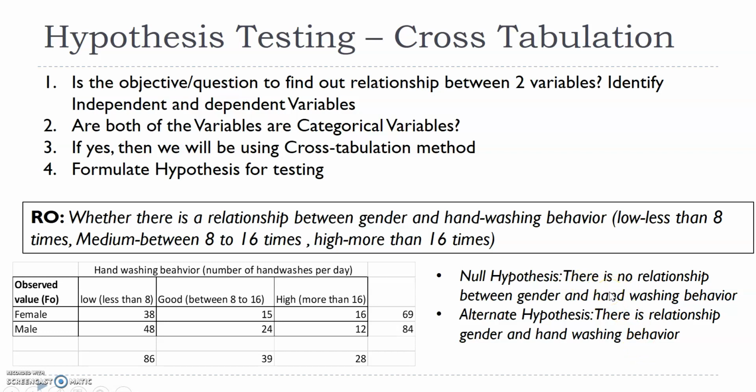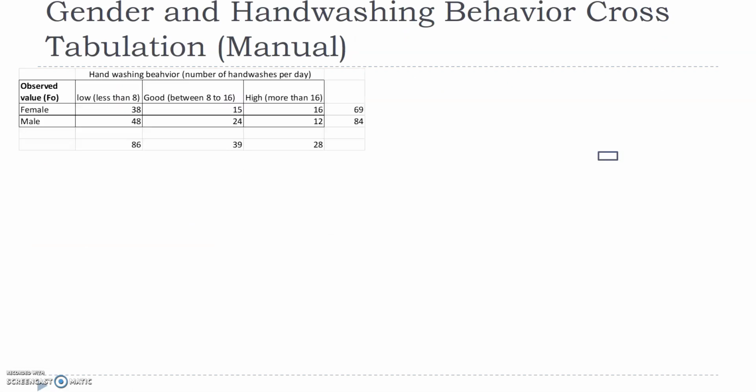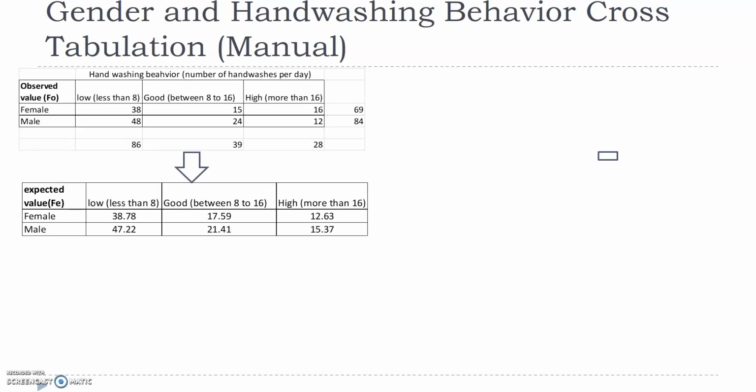So let's try to calculate the chi-square statistic. This is my observed frequency, FO, the observed count data. Next, I have to find the expected frequency of each cell. How will I find that? Let's say I am calculating this cell, female low. How will I calculate it? I'll go to that column, the value 86, multiplied by what is in that row.